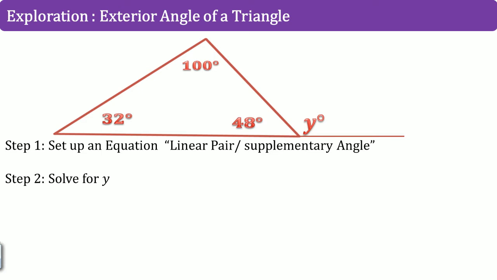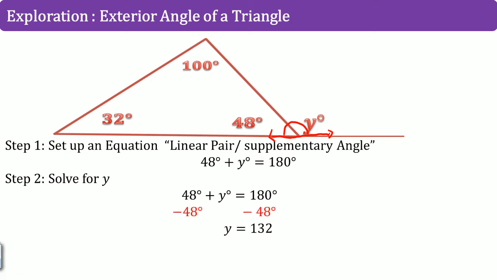Now, what happens if I extend this line here? What you have here is just me extending the line, and I put an angle y here. We know that this has to be a linear pair because this makes a line. These are two angles that are supplementary. They make a line. So we can set up the equation 48 plus y equals 180. Then we can solve for the angle y. Subtract 48 from both sides, you get y equals 132. So we know that this is 132.